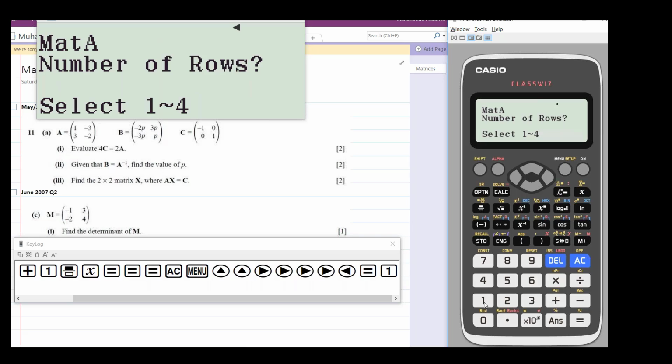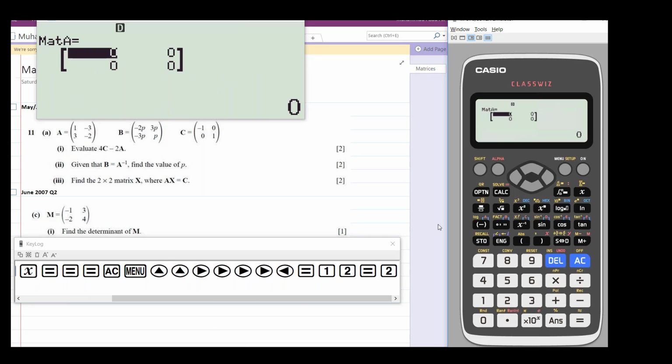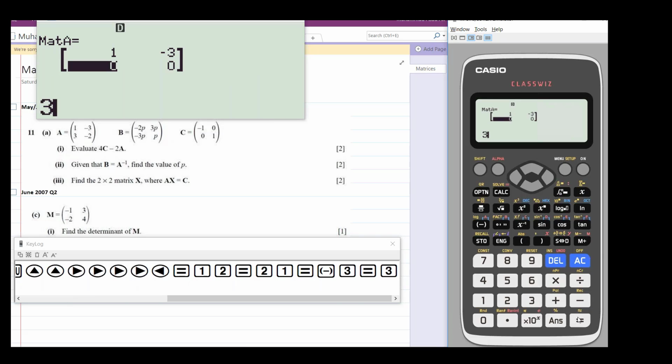They are asking the number of rows and number of columns. We have a 2 by 2 matrix, so number of rows is 2, equal. Number of columns is 2. Now the values are 1 equal, negative 3 equal, 3 equal, and negative 2 equal. Now I have defined matrix A, and now we will define matrix C.